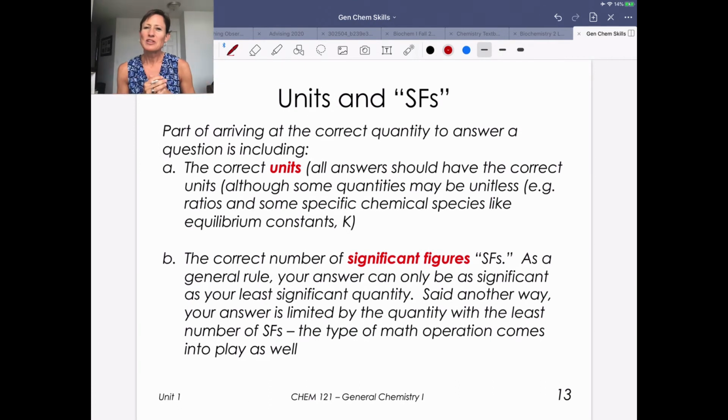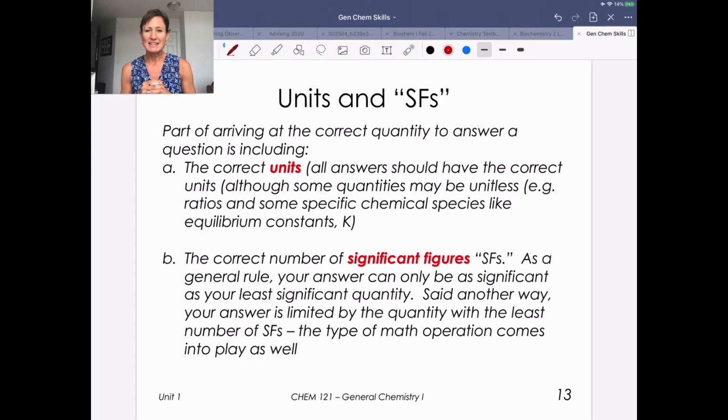All right, a couple more things here just to highlight, to wrap up sort of this calculation piece. Units and significant figures, or what we call SFs, are going to be a really important part of getting full credit for a problem. So again, part of arriving at a correct answer is to include the correct units. Most answers that you're going to have should have units with them. There are going to be a few chemical quantities that we'll talk about that are unitless. You might have a ratio between something. You might have a special chemical parameter like an equilibrium constant that doesn't have units with it. Okay, but those are few and far between.